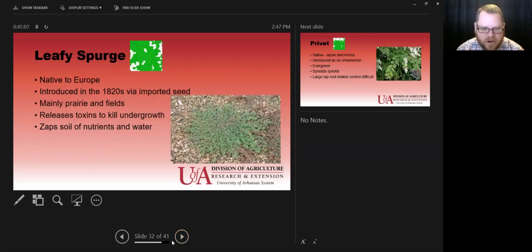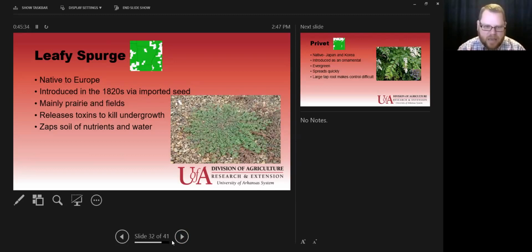Leafy spurge is our next. It was native to Europe and imported in the 1820s through contaminated seed. So we don't have a huge problem with leafy spurge. We find it in parking lots, in driveways, that type of thing around here. It's mainly a prairie or a field weed. So we can find it in our weeds.